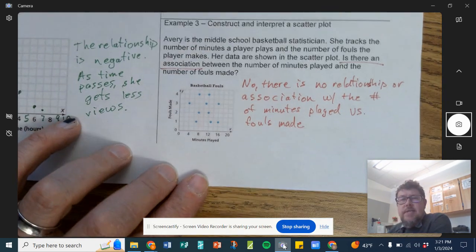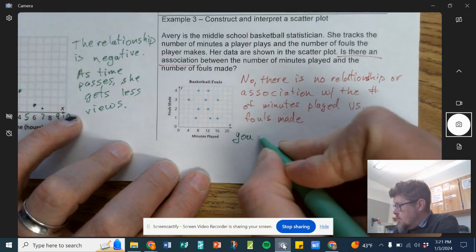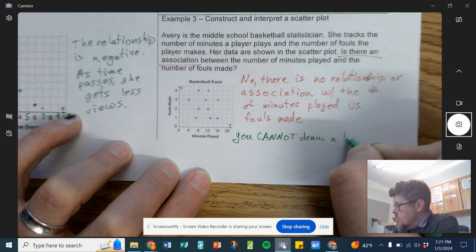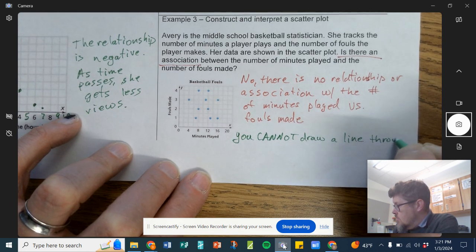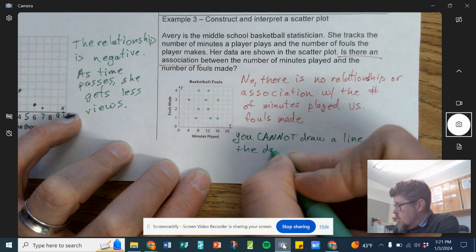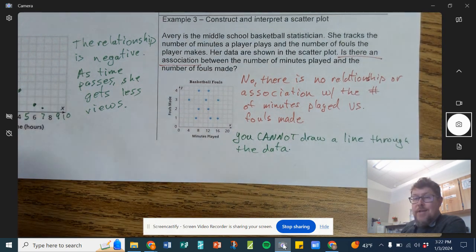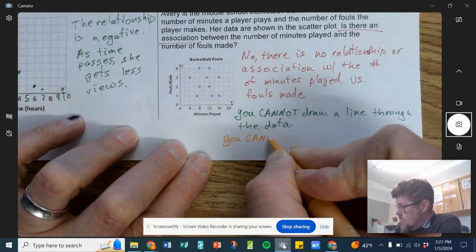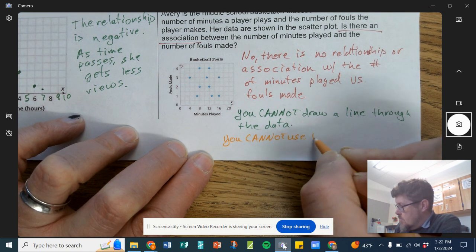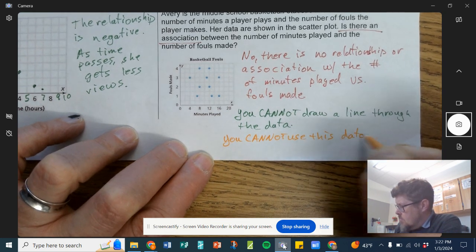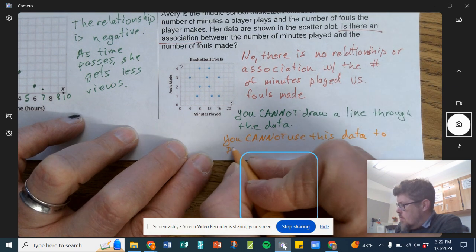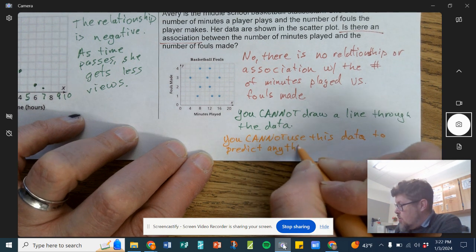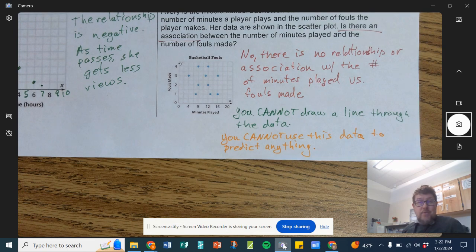Another way you can think about this is you cannot draw a line through the data. Okay. And also, you cannot use this to predict anything. Or you can't use it to make decisions, right? Because it's not telling you anything. There's no rhyme or reason to the data, so it's not really useful data, right?